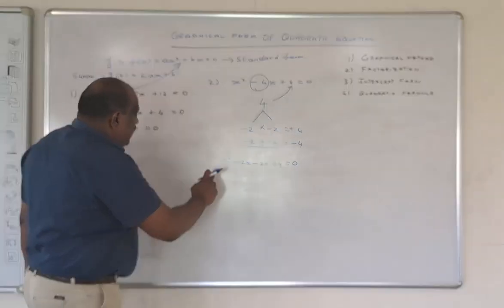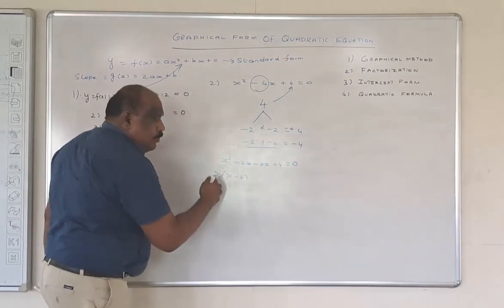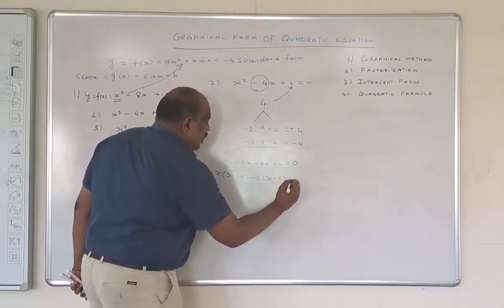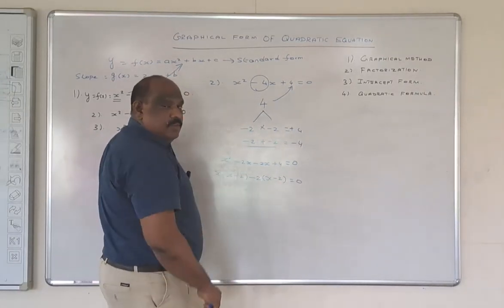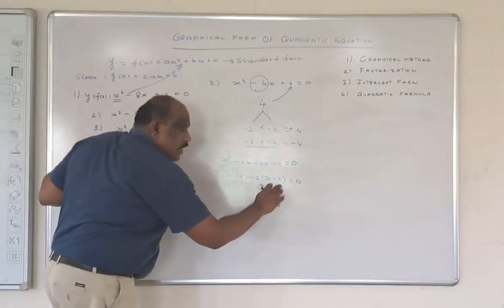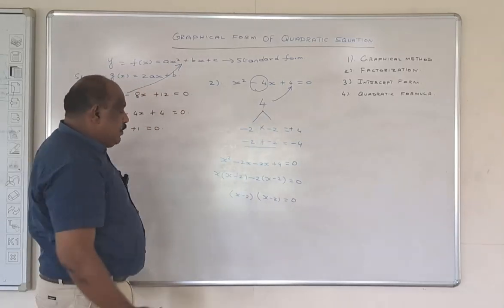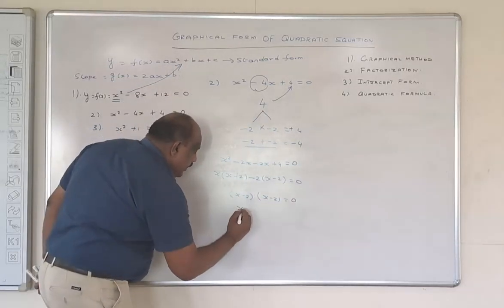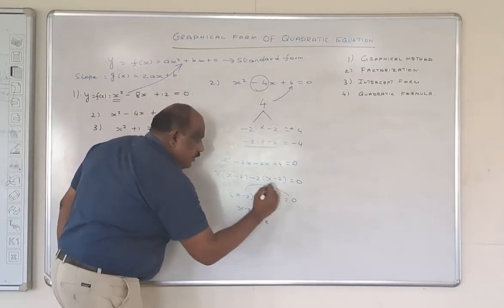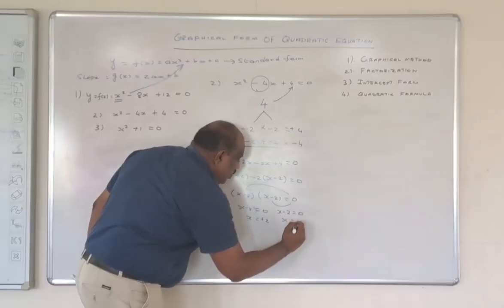From these two terms, we can take x as the common term, so x into x minus 2. And minus 2 into x minus 2, because minus 2 into minus 2 is plus 4. Now, out of these two terms, x minus 2 is common. So what is left out? x minus 2 equal to 0. When I equate this term, x minus 2, to 0, I will get x equal to plus 2.